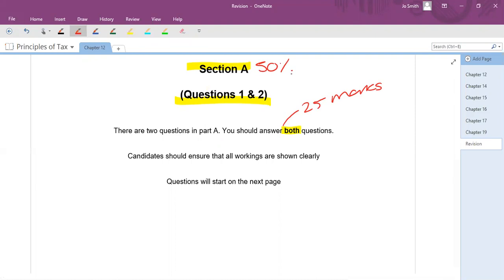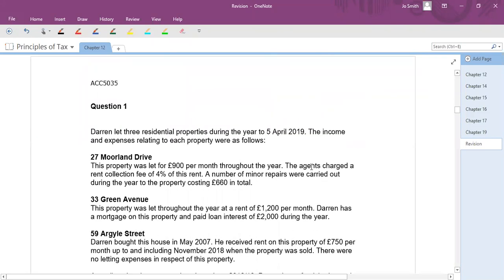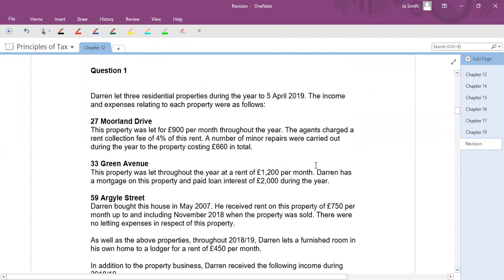And remember, whatever you get on this written exam, 70% of your score will go towards your final mark, along with 30% of what you scored in your week 6 test that we did in class. So we're going to start with question 1.